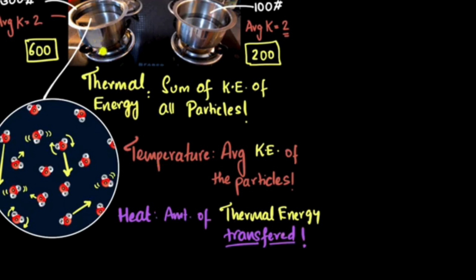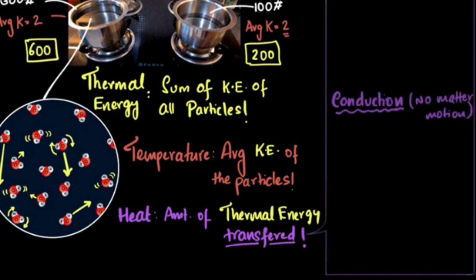And again, we'll take some numbers, it'll make a lot more sense. But before we do that, one question we could have is, how do you transfer energy? How do you transfer thermal energy? Well, it turns out there are actually 3 ways to do that. The first one is conduction. This is where you transfer thermal energy without the particles themselves moving.